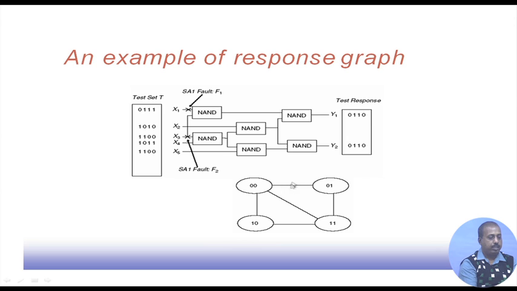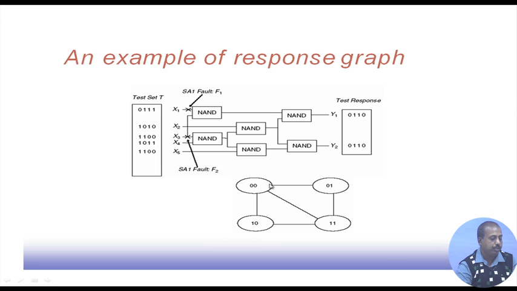So, what happens is that when a particular fault is present, the response changes from the fault free response to some other pattern. This is the response graph that we are talking about. Under the presence of a particular fault, if the response changes from the fault free response to something else, then we have an edge between the two. So, under the presence of some fault, the response changes from 0 0 to 0 1, but there is no fault in the circuit that can change this response 0 1 to 1 0. So, that is not possible.